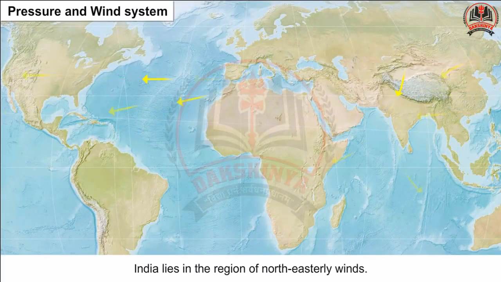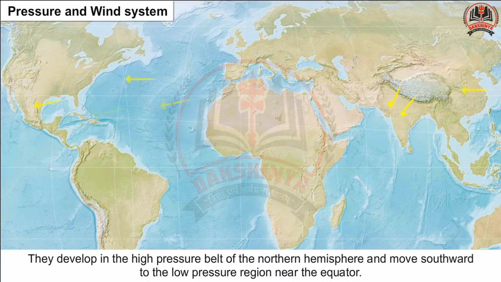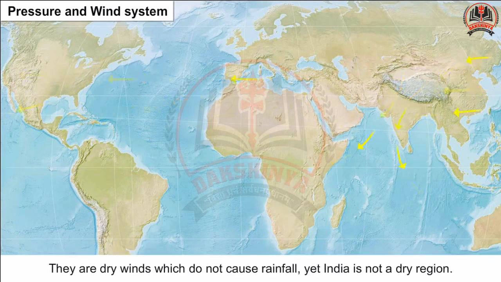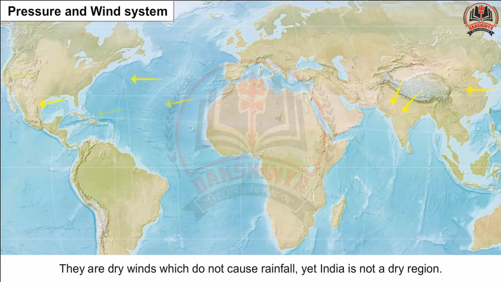India lies in the region of northeasterly winds. They develop in the high-pressure belt of the northern hemisphere and move southward to the low-pressure region near the equator. They are dry winds which do not cause rainfall, yet India is not a dry region.